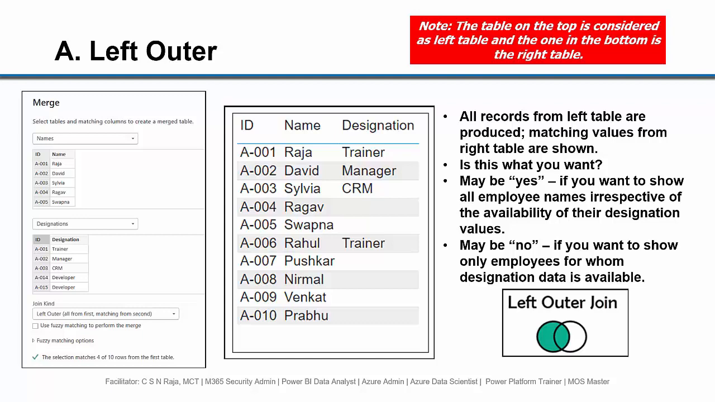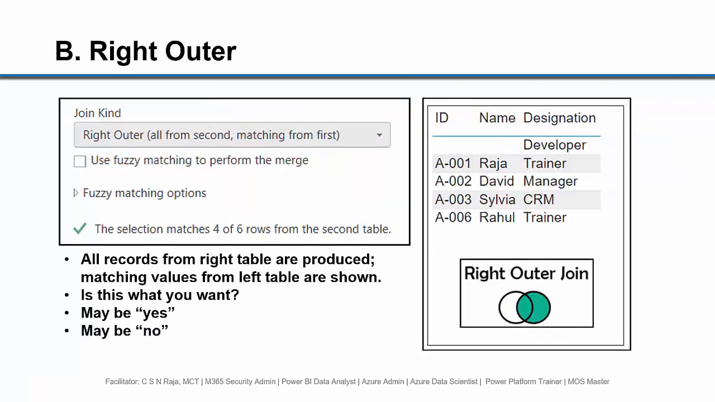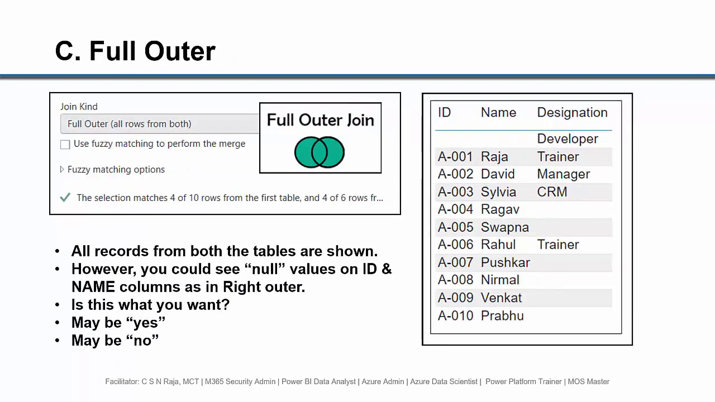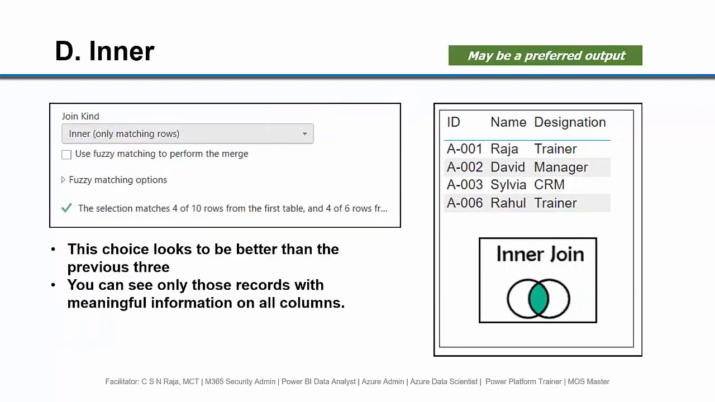Is this what you want? Maybe yes, maybe no, depending upon your requirement. When we speak about right outer, it produces a different kind of result. Maybe you need this or you may need something else. Similarly, when you talk about the full outer, it gives you yet another type of result. Inner looks to be a good choice in a few scenarios, maybe a preferred output.